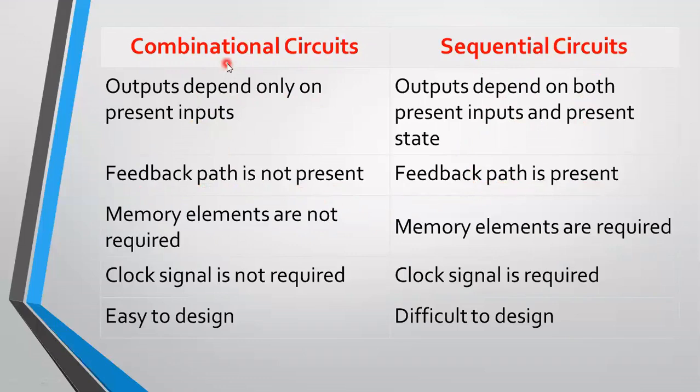In combinational circuits, memory elements are not required. In sequential circuits, memory elements are required. In combinational circuits, a clock signal is not required, whereas in sequential circuits, a clock signal is required. Combinational circuits are easy to design, whereas sequential circuits are difficult to design.